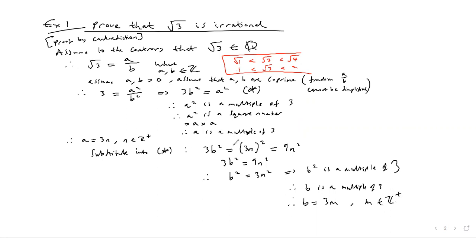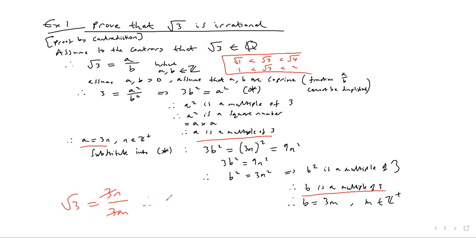But this is a contradiction. So this is a contradiction because we've got a is a multiple of 3. So that means a is a multiple of 3, obviously. But we've got b is a multiple of 3. We've got root 3 equals 3n, this here, divided by 3m. Yet we can simplify this fraction even further. So this is a contradiction.